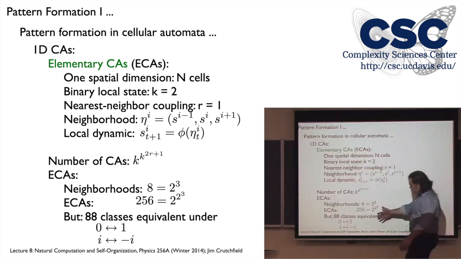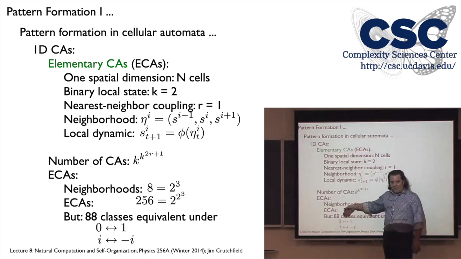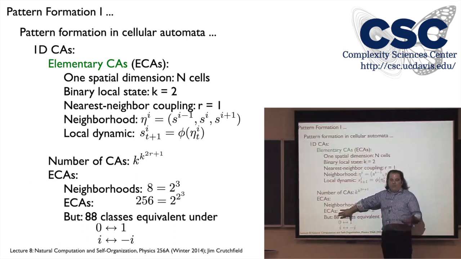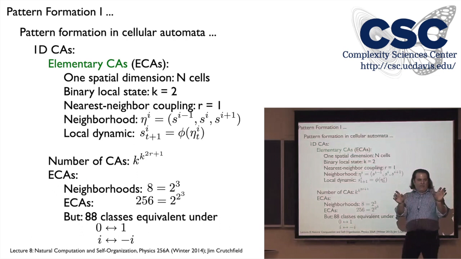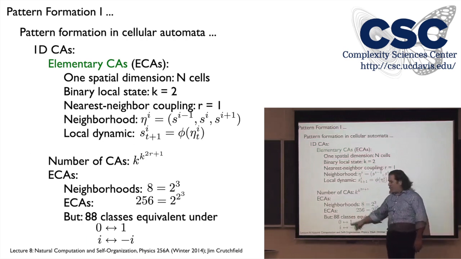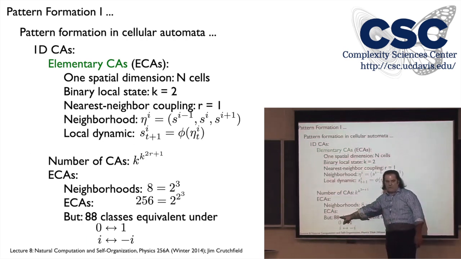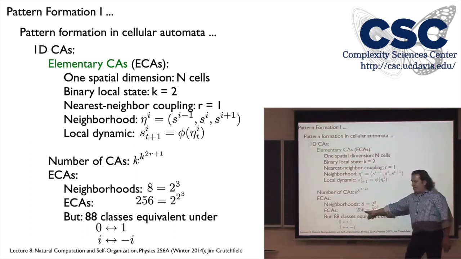Now, you can simplify things a little bit. It's not too hard a calculation. If I don't care whether I represent the on state or off state of each site, the local state, as red or green, black or white, 0 or 1, then there's an equivalence, they're considered the same. Also, it doesn't matter if I index from left to right, site 0 to site n, or vice versa. So under those two exchanges, there are only 88 different equivalence classes, distinct behaviors. So I can go down from 256 to 88.